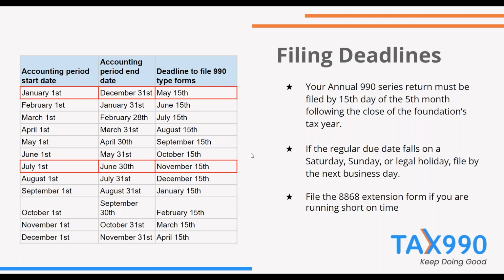As I mentioned, if you are short on time, if you're not able to file by your deadline, you can file an 8868 extension form to apply for a 6-month deadline extension. If you do have a November 15th deadline, you can start filing that now. You can reach out to our support team and we'd be happy to help you get started so you have plenty of time to work on those returns.